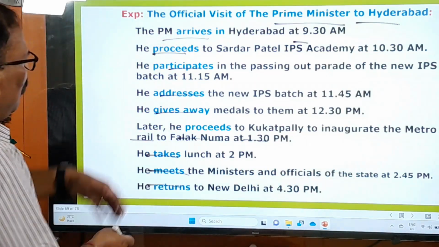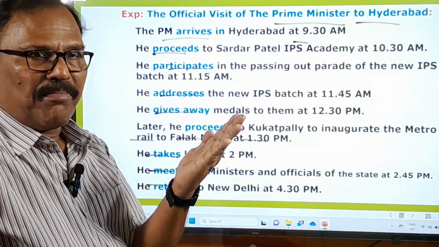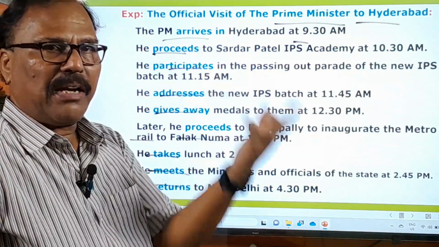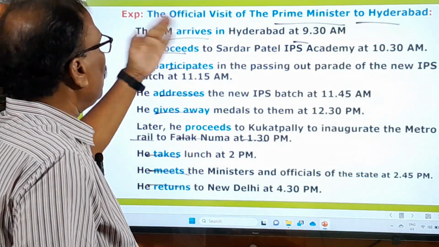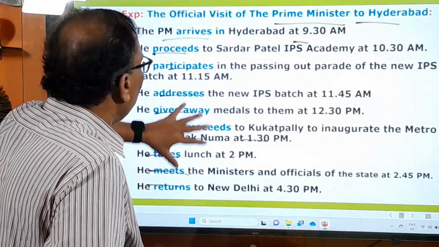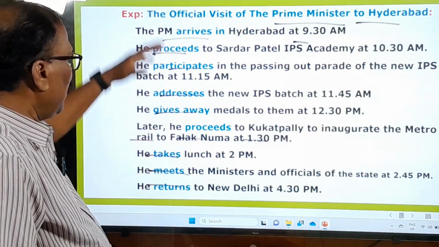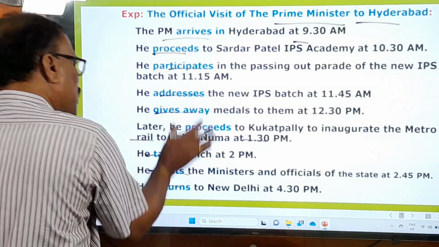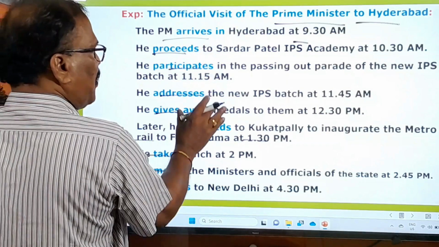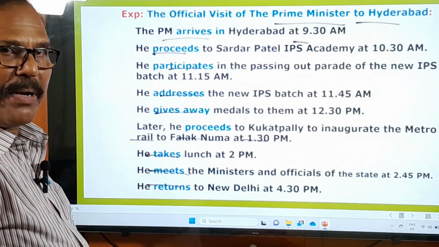He returns to, this is called the official program. This will be with every officer, with every police officer, with every higher official. This will be there when he goes to that place, when he comes, what he does. So this schedule, this official program list, will be with every officer, and they will be going accordingly. If you have observed this official program of the Prime Minister, you find that all the sentences are in the simple present, right?